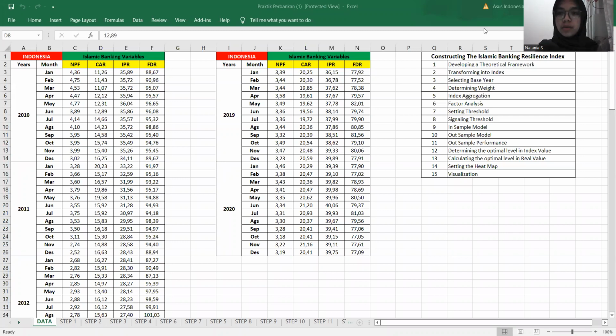My name is Natania Syatukurahma. I am from IPM Department 2019. Today I will present about the Islamic banking practice. Before I move to step 1 until step 9, can I show you the Islamic banking variables? There are NPF, CRR, IPR, and FDR. And then I will move to step 1.